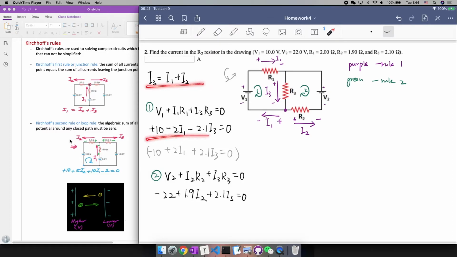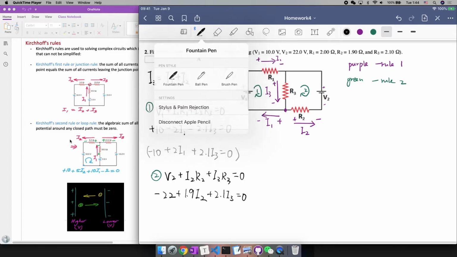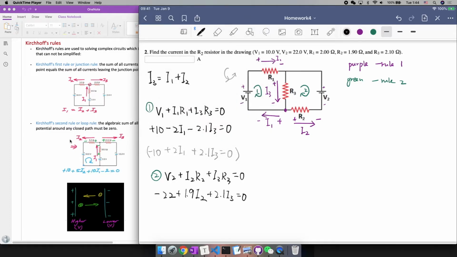So now we have 3 equations for 3 unknown variables. This is enough to figure out what they are. So now we have these equations. Let's write them down here. Okay, let's move the variables to one side and the constants to another side.